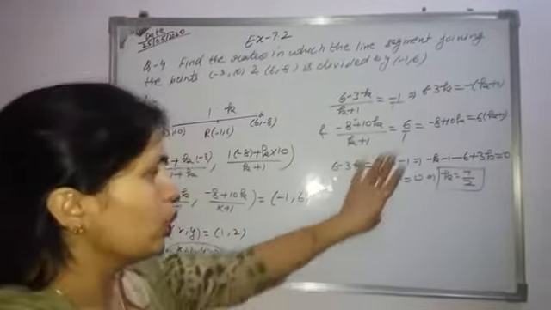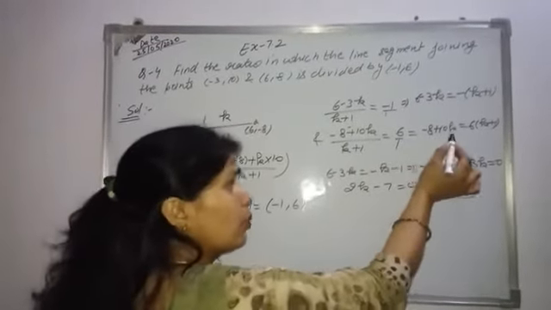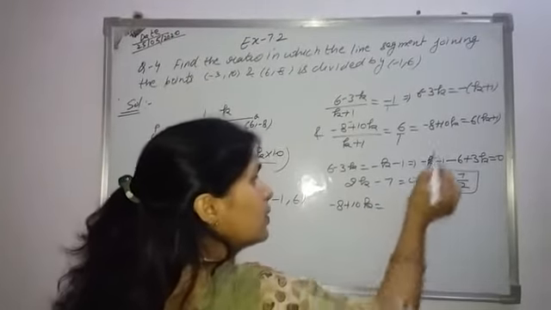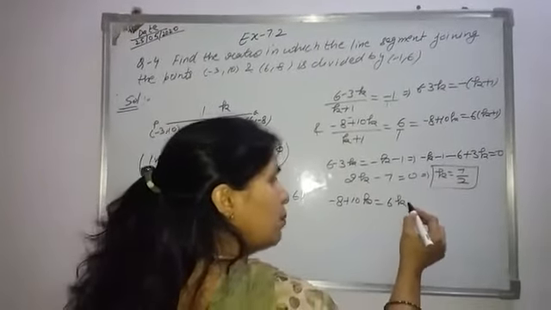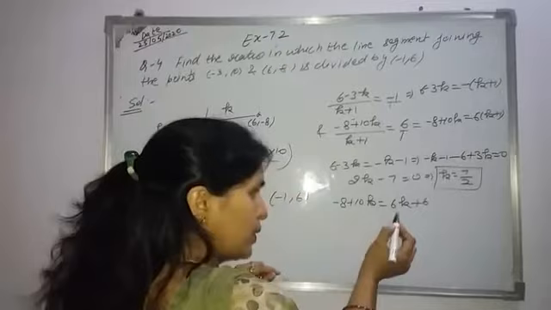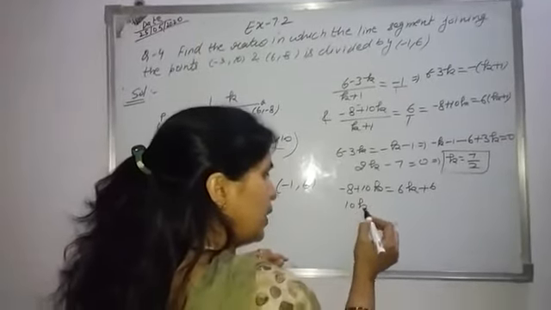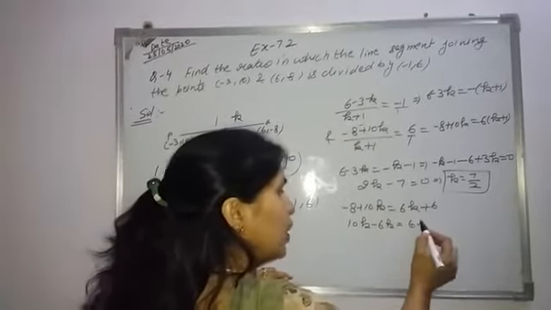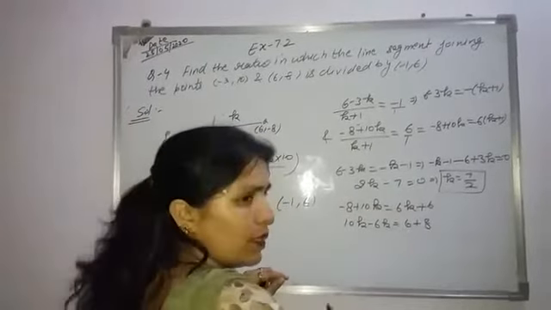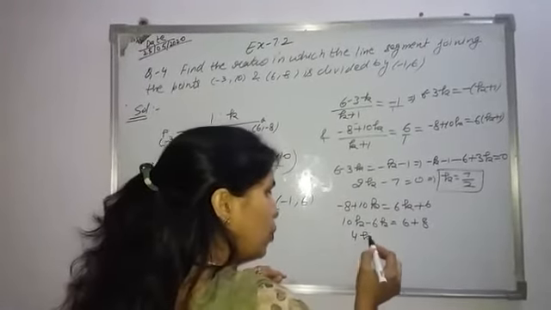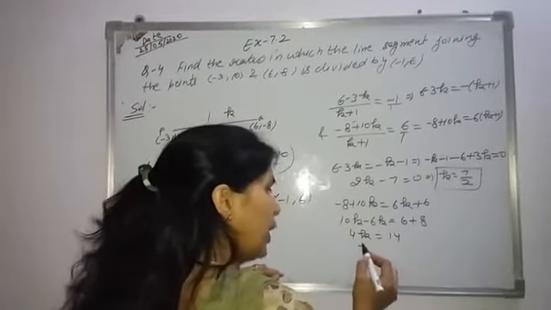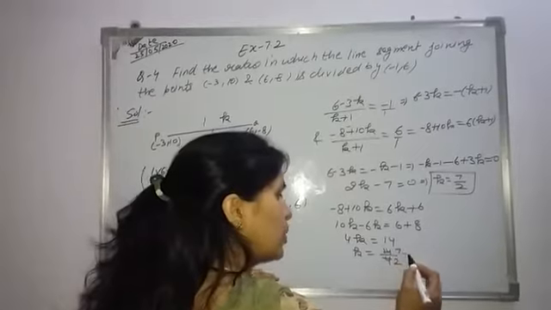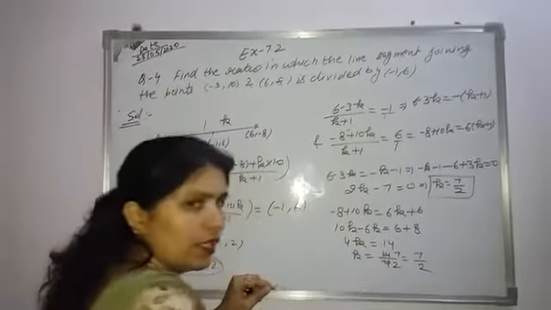Also, if you want to check, now check from the second equation: -8 + 10k is equal to 6k + 6. Take 6k to this side, 10k - 6k is equal to, if we take 8 to the right hand side, 6 + 8 is 14. Now 4k is equal to 14, and k is equal to 14 divided by 4, which is 7 divided by 2.